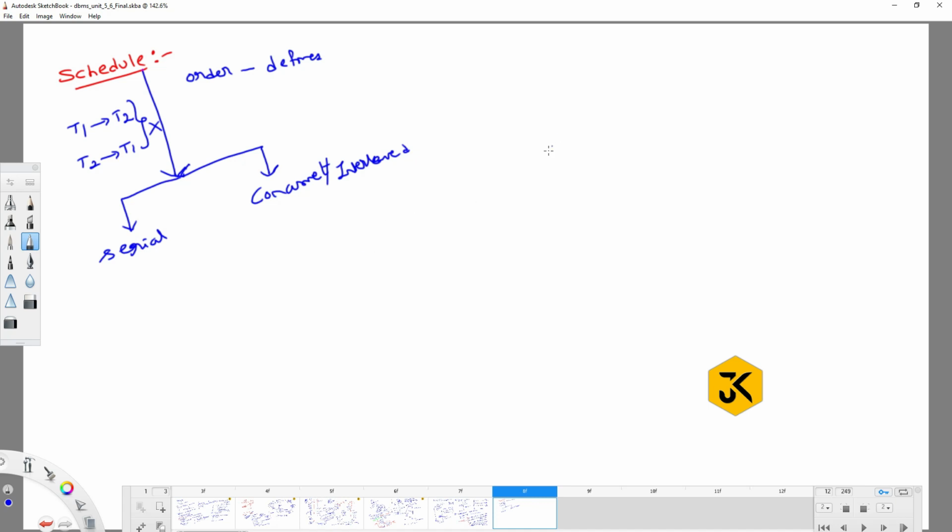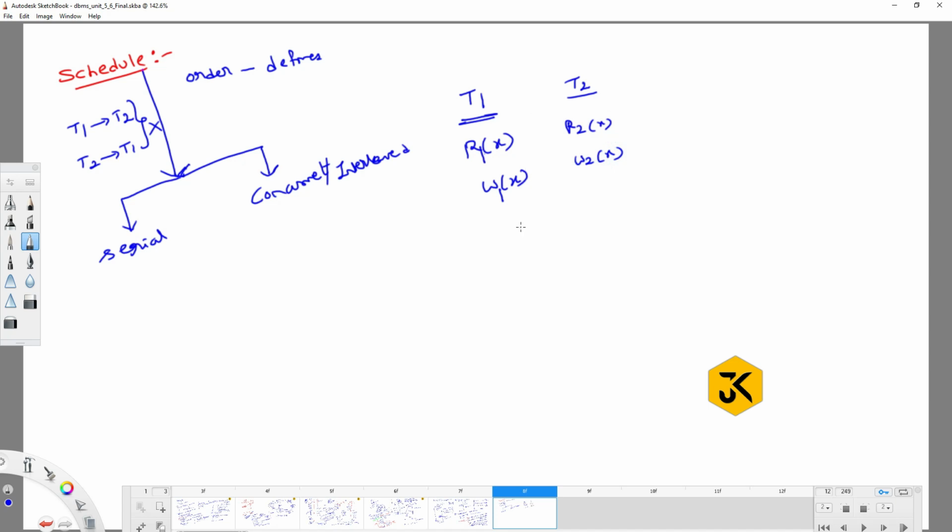Suppose we have a transaction T1 which may contain data items, and I am trying to perform a read operation over X and a write operation over X also, assuming X is the data item. How can we represent this? I can write R1 of X and W1 of X. By simply seeing this, we can understand that the write operation is for transaction T1 on data item X. Similarly, for transaction T2, R2 of X, W2 of X. These are the operations that we are going to perform in the transactions.